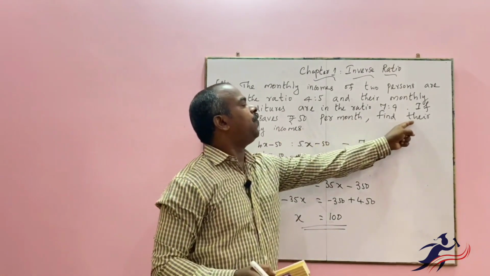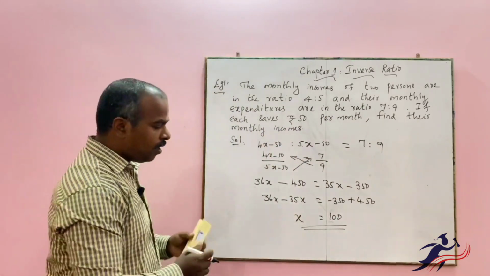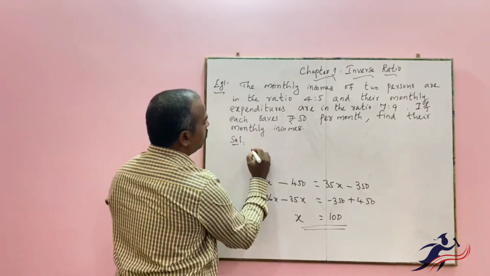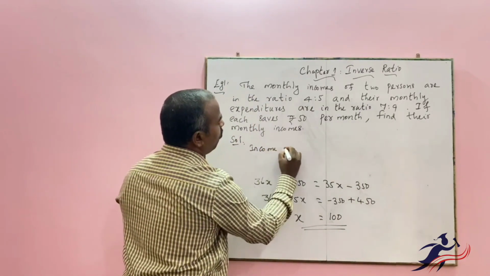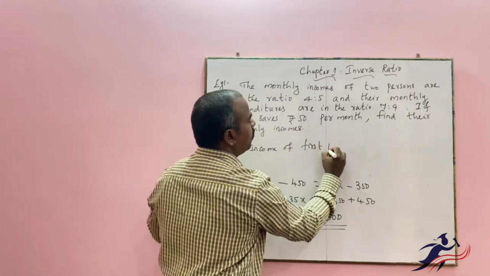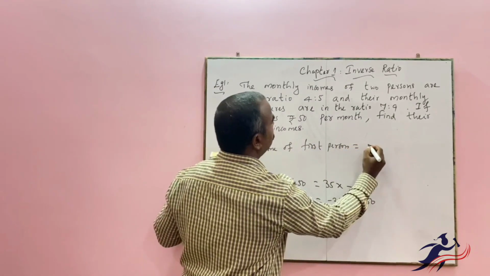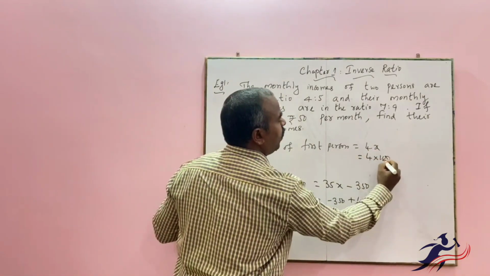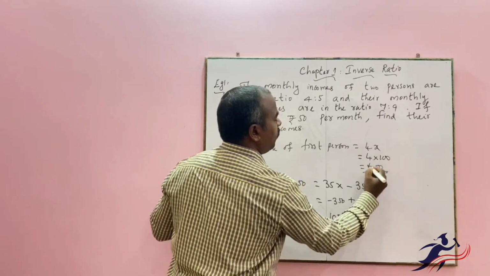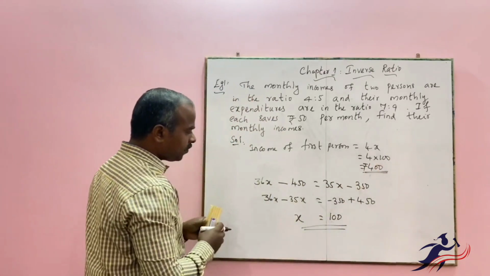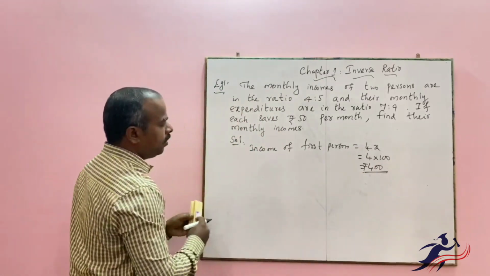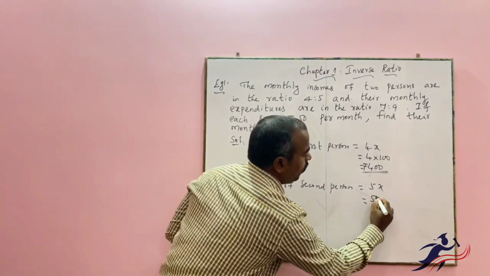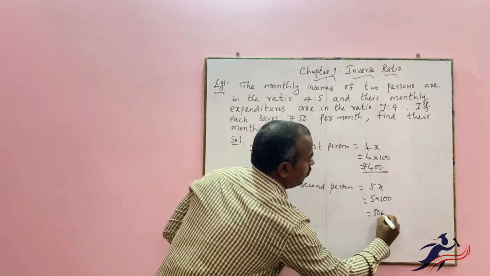But we are asked to find their monthly incomes. Therefore, income of the first person is equal to 4x, that is 4 into 100, that is equal to 400 rupees. The income of the second person is 5x, that is 5 into 100, that is equal to 500 rupees.